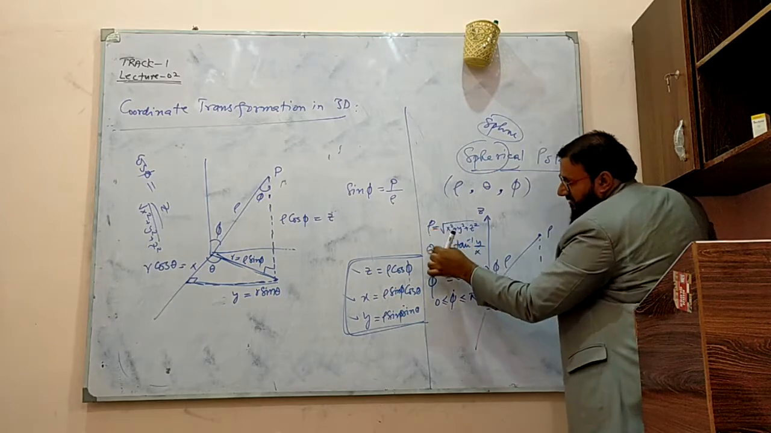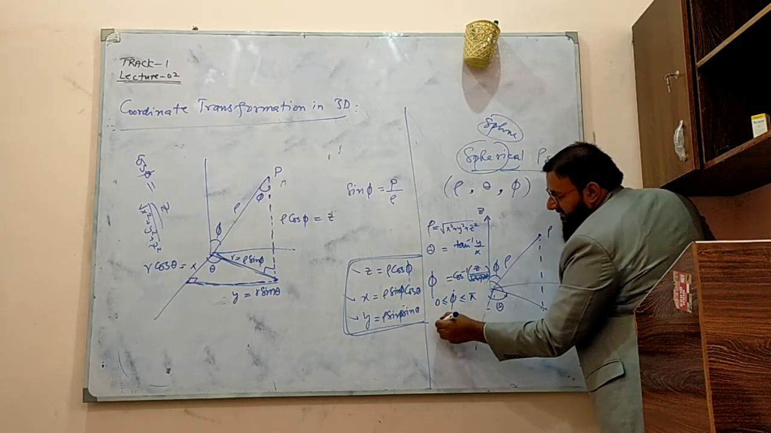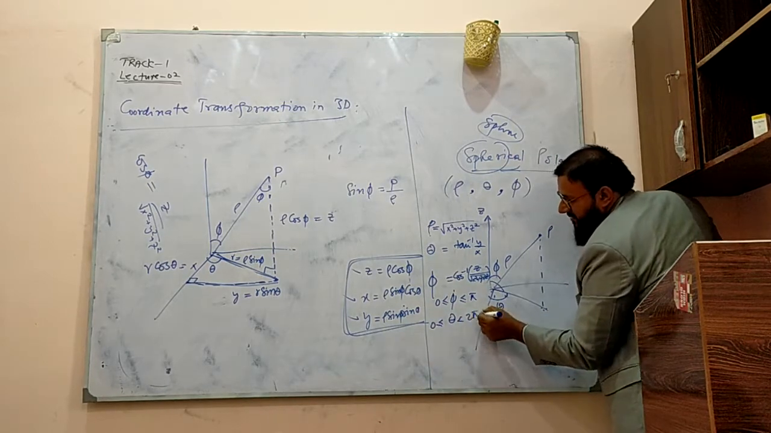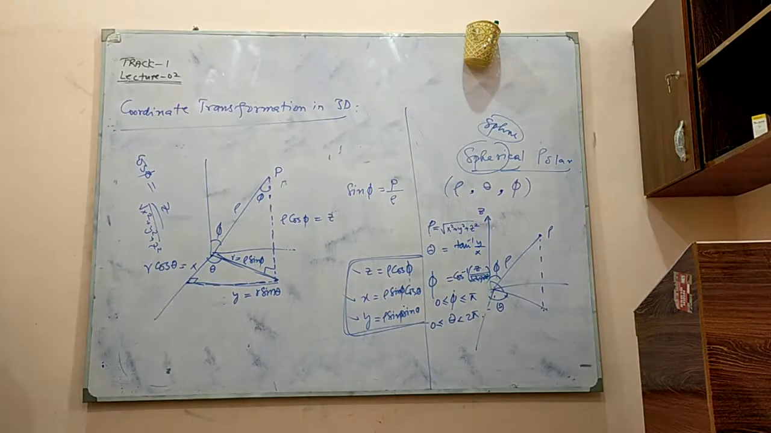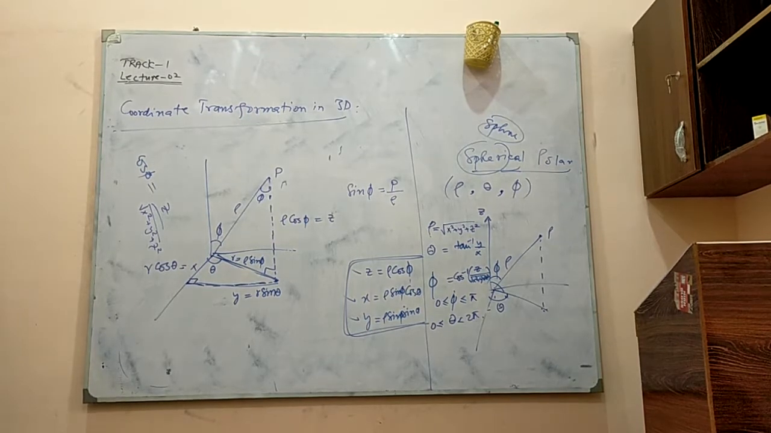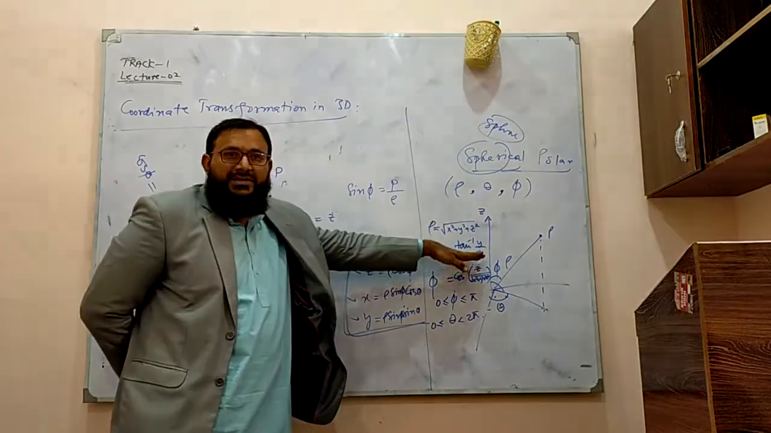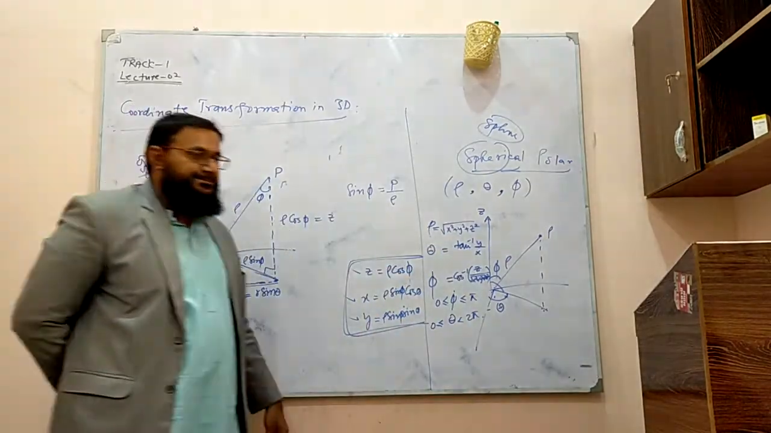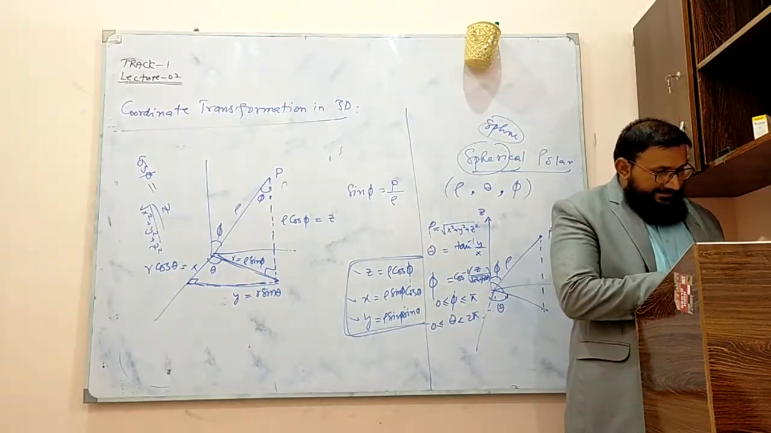So this is rho, this is theta, this is phi. Phi is from 0 to pi and theta is from 0 to 2 pi. This is how you interconvert these things. Again, you have to basically see what is the position of a point to find out the value of theta, because theta is a bit misleading.